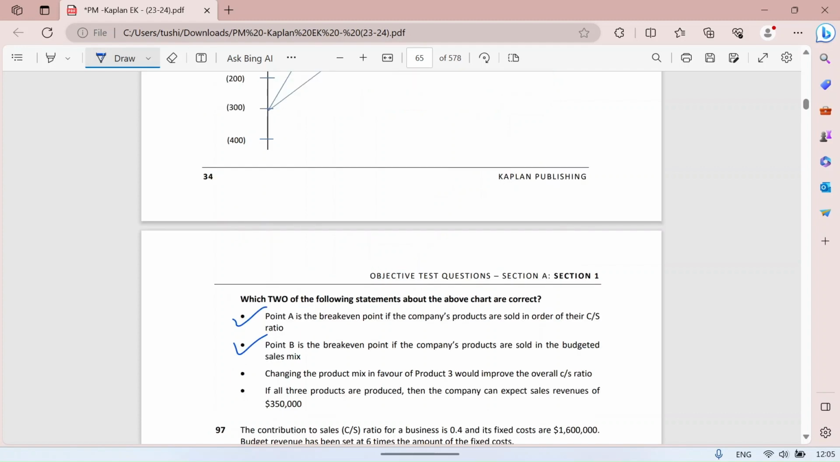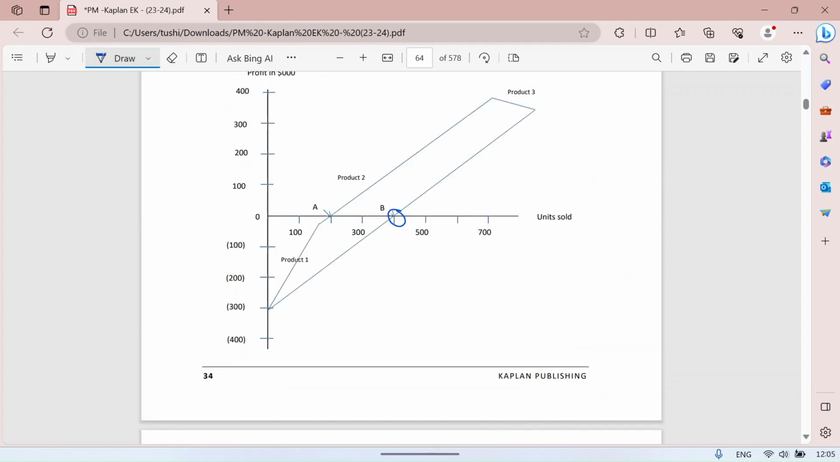Moving on to why 3 and 4 are not correct. Statement 3 says changing the product mix in favor of product 3 will improve the overall CS ratio. This statement is not correct because, in the chart over here, if you change the product mix in favor of product C, product C has a negative contribution, and this will definitely reduce your total profit. So this will negatively impact your overall CS ratio also. That is why statement 3 is not correct.